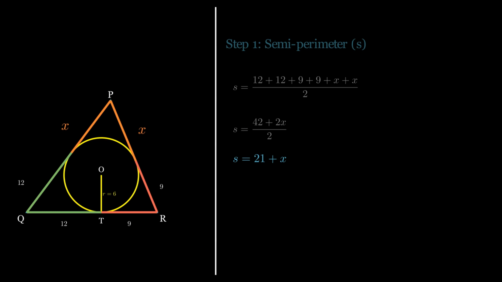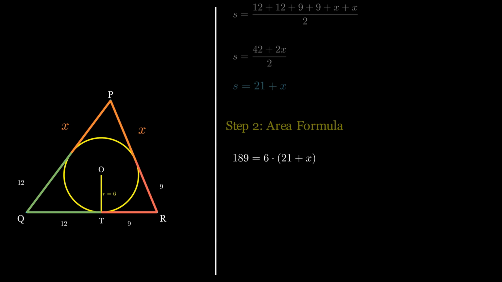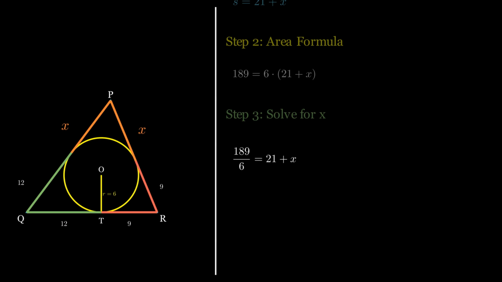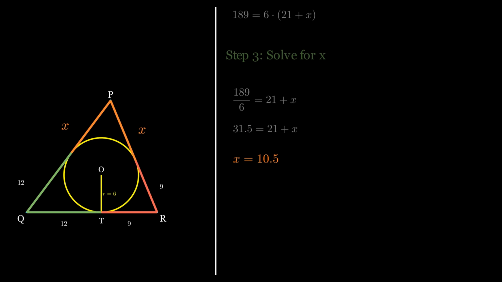Here is the key formula connecting geometry and the algebra. For any triangle circumscribing a circle, the area equals the inradius times the semi-perimeter. We are given the area is 189 and the radius is 6. So 189 equals 6 times our expression 21 plus x. Let's solve for x. Divide 189 by 6 to get 31.5. So 31.5 equals 21 plus x. Subtracting 21 from both sides gives us our missing value x equals 10.5.